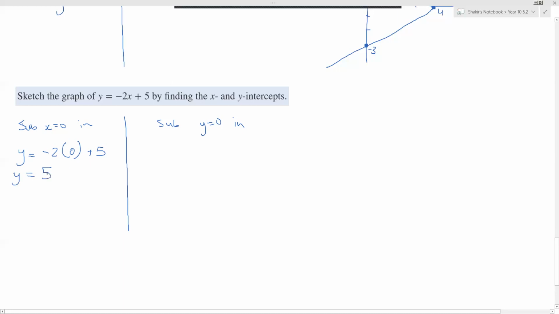Y is equal to 5. My y-intercept is going to be at 5. So if I would draw this, y-intercept at 1, 2, 3, 4, 5. Put a dot there at 5.